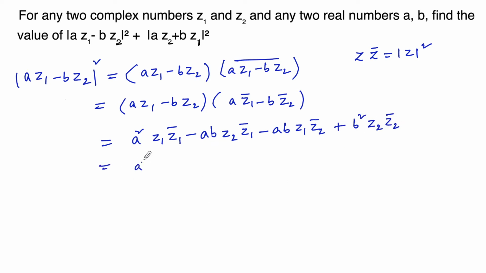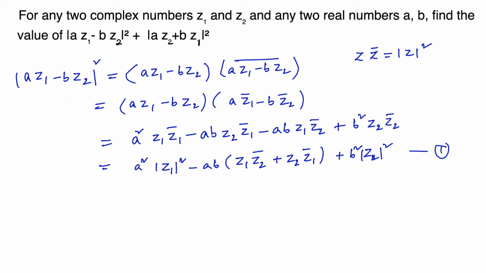So a² z1 z1 bar is nothing but a² |z1|², and here we can take minus ab of (z1 z2 bar + z2 z1 bar), plus again b² |z2|². So this is the first one. Let us simplify the second one similarly.